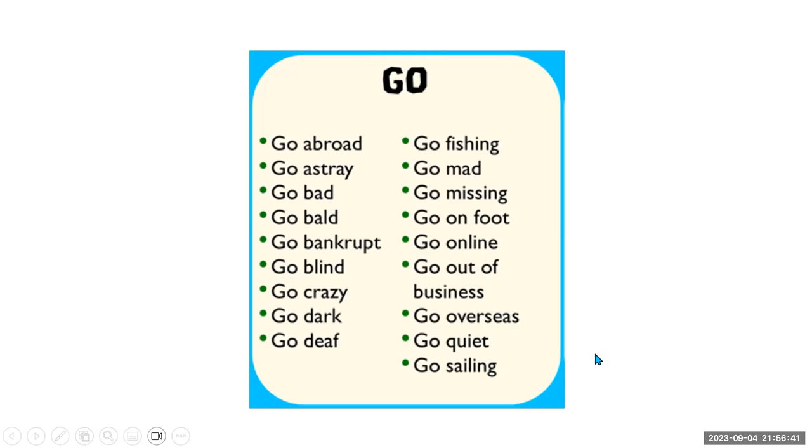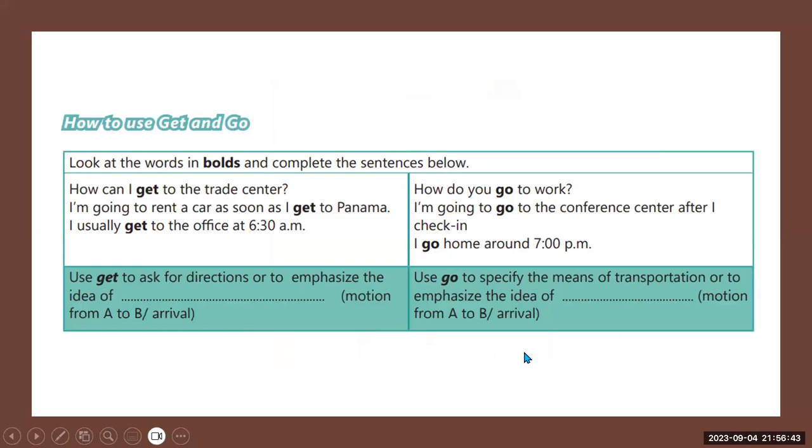Okay, let me see what else we have. Take a look at this. How to use get and go. According to our material, look at the word symbols and complete the sentences below. For example, how can I get to the trade center? I'm going to rent a car as soon as I get to Panama. I usually get to the office at 6:30 a.m.